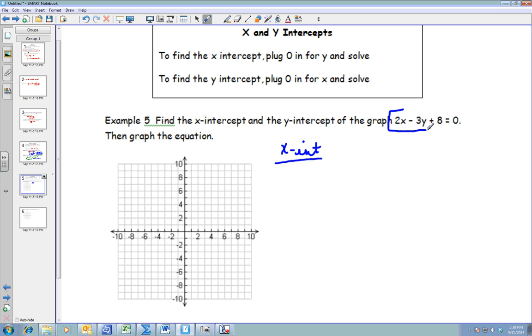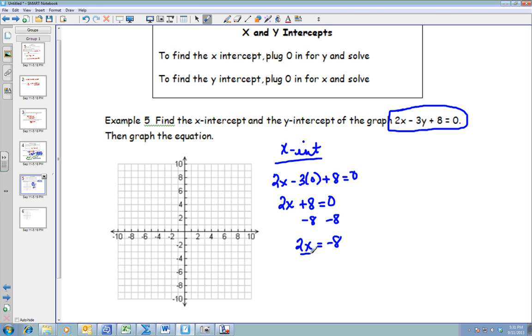Okay, so I'm using this equation. And it says to find the x-intercept, plug 0 in for y. So this y right here, I'm going to put 0. So I have 2x minus 3 times 0 plus 8 equals 0. 2x, this is just 0 now, plus 8 equals 0. Subtract 8. 2x equals negative 8. So when I divide by 2, x is negative 4. So when I say x-intercept, that's where it's going to cross my x-axis. So I know it's crossing my x-axis at negative 4.